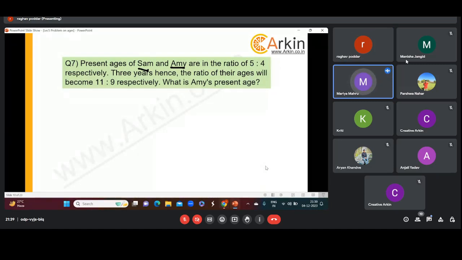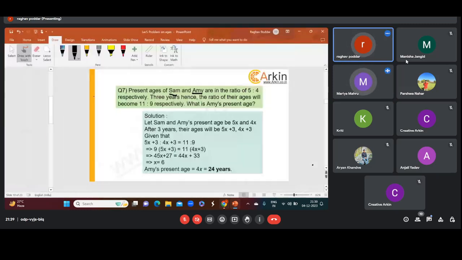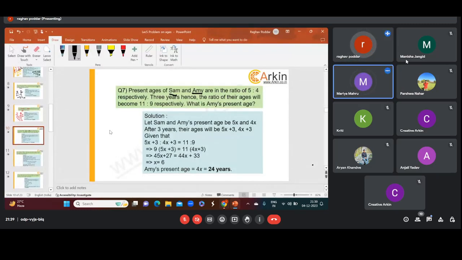Sir, I will assume Sam and Amy as 5x and 4x. Superb. Excellent. After that, 3 years hence means 5x plus 3 and 4x plus 3. And the ratio is given to me as 11 to 9. Yes. And I just equate it.